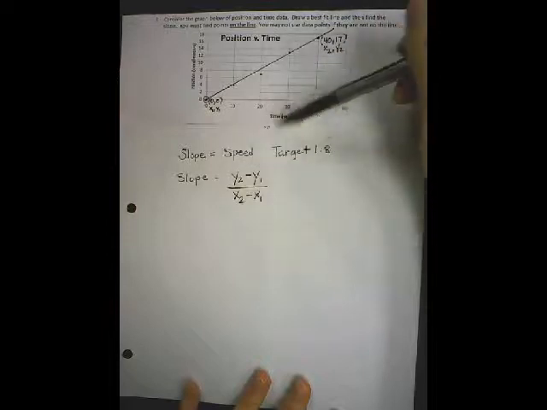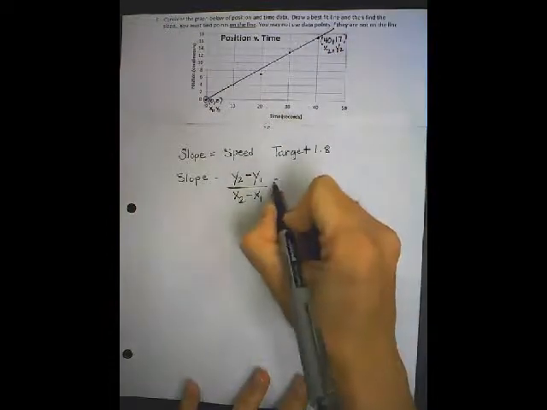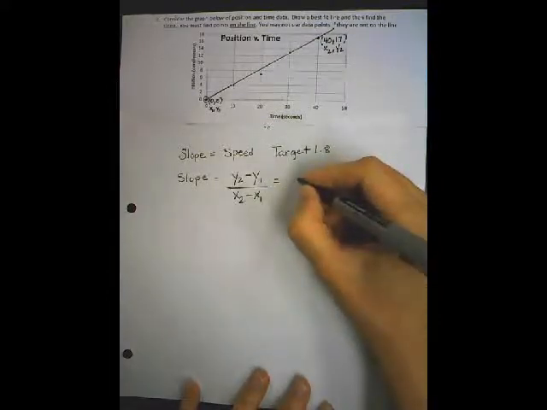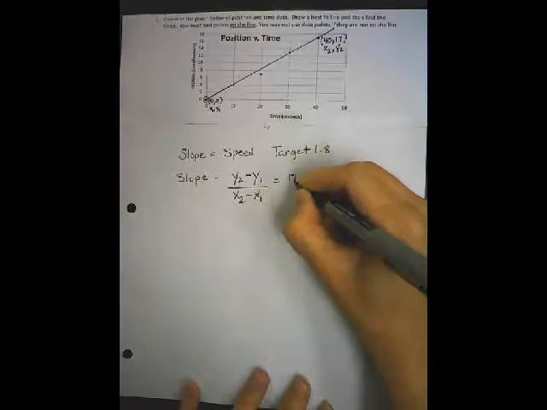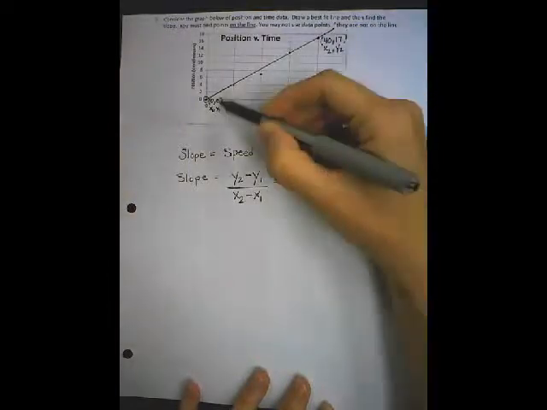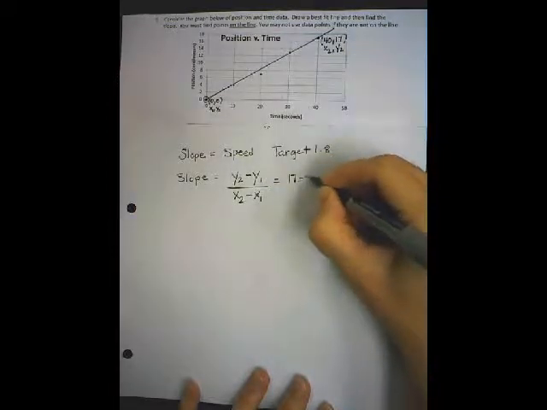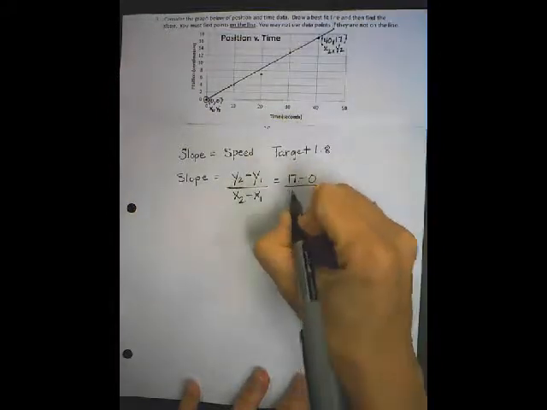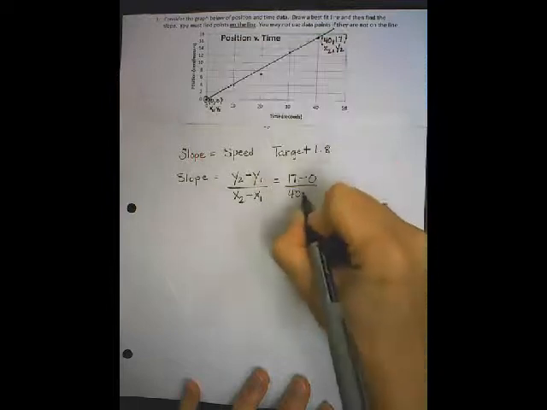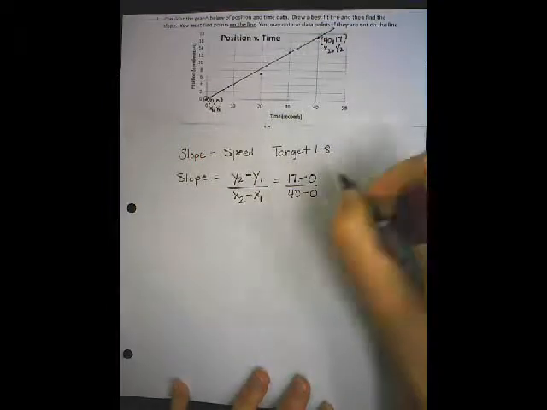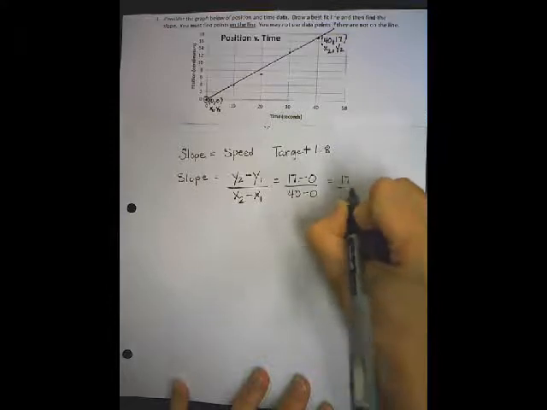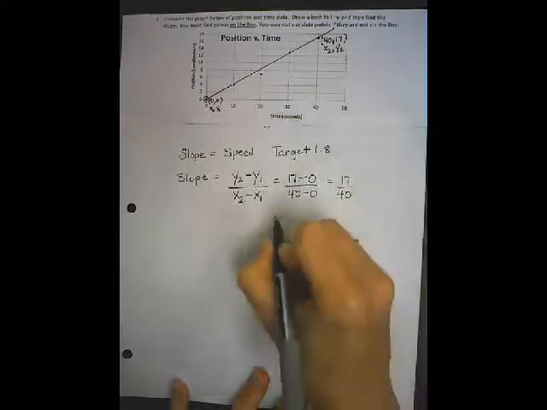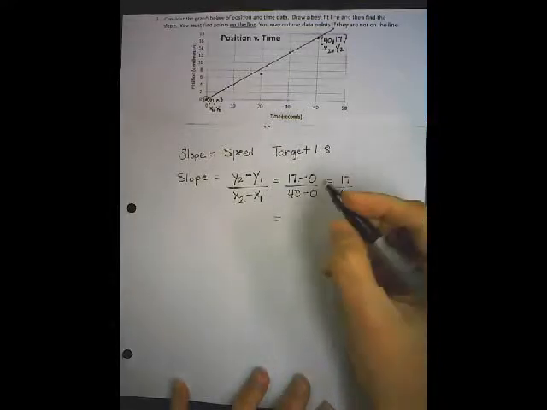So now I'm just going to plug in my numbers. My y2 is 17, it's up here. My y1 was 0. So 17 minus 0, divided by my x2, which was 40, and my x1, which was 0, so 40 minus 0. And we get the result of 17/40. Well, you know that I really like decimals, so if we put this in decimals, you'd get approximately 0.43.